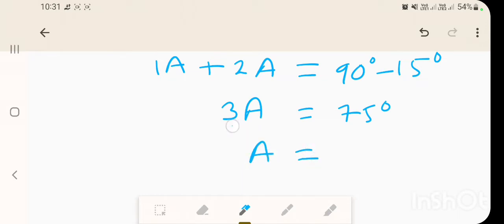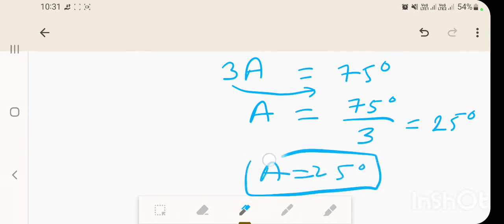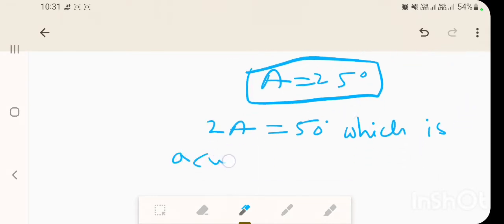Now a is equal to, we bring this 3 to the right hand side. Since it is multiplied with a, when it comes to the right hand side it goes to the denominator. So 75 divided by 3 is equal to 25. So a is equal to 25 degrees, and 2a is 50 degrees, which is an acute angle, less than 90 degrees. That is an acute angle, right?